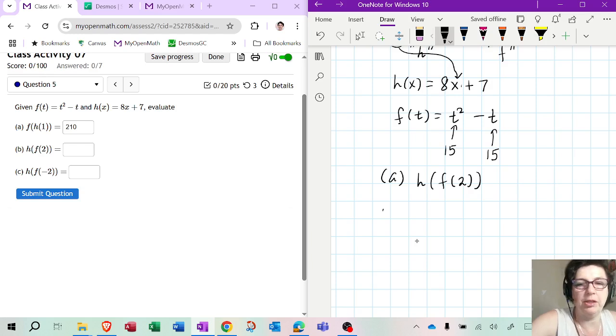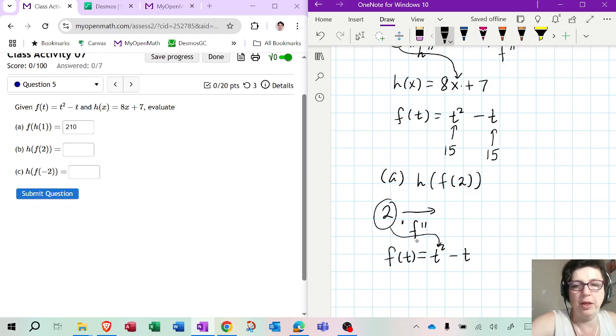So again, we're going to start at the inside, start at the 2, then apply the f machine to it. So what does that mean? We're going to plug. So we've got f of t equals t squared minus t. So we are plugging the 2 in for the unknowns. So this would be t squared and t. So this would be 2 squared, which is 4 minus 2. So that's 2.